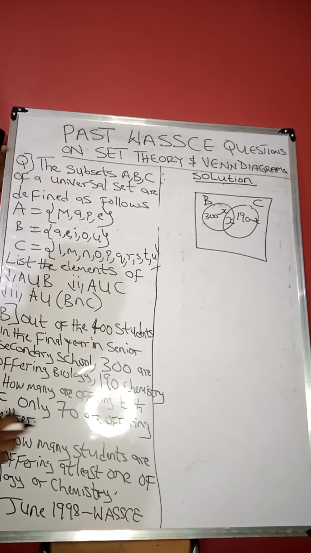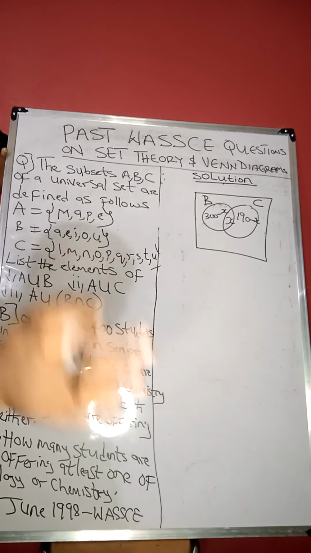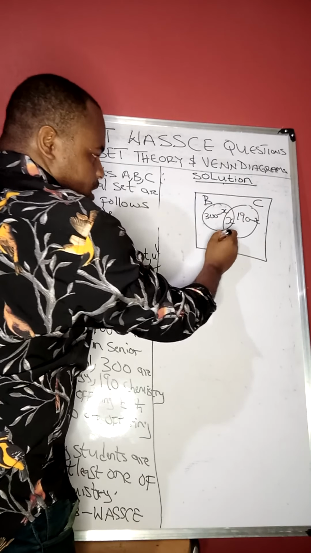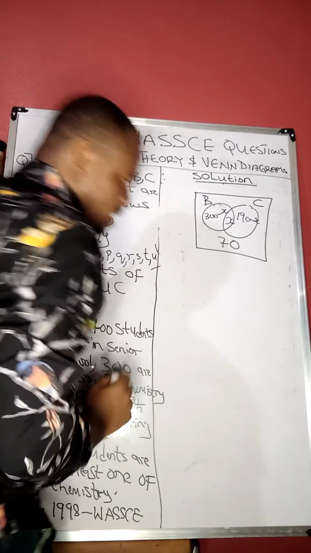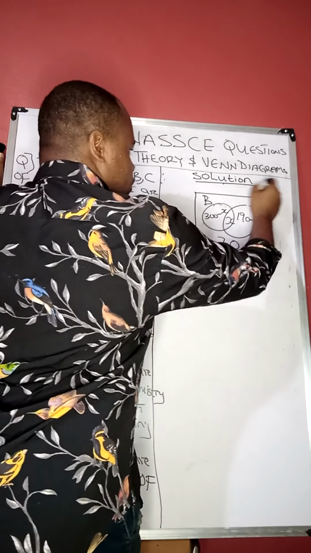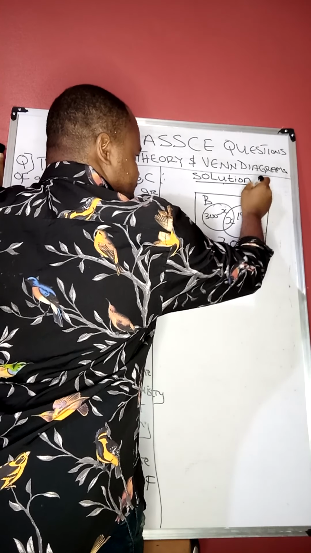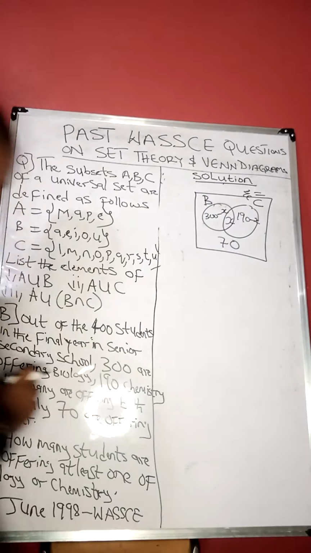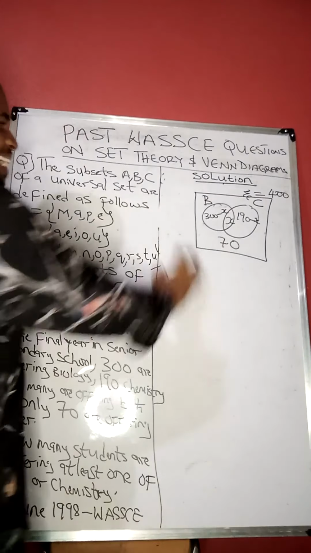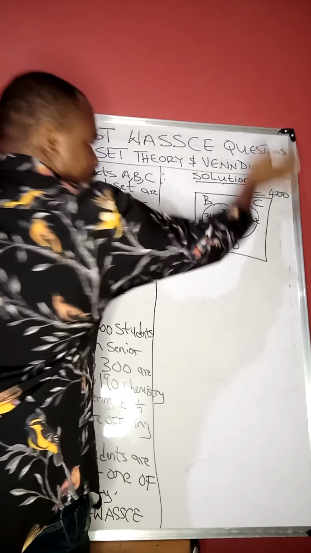Now the next thing we need to look at. The question says if 70 are offering neither of the two, 70 are not offering any of these two. So what do you represent? You put it outside here, 70. All right, now we've been able to represent these. Don't forget, label your universal sets. And our universal set is what? Out of 400 students, our universal set is 400. So now, if I add everything here, it must give me 400.